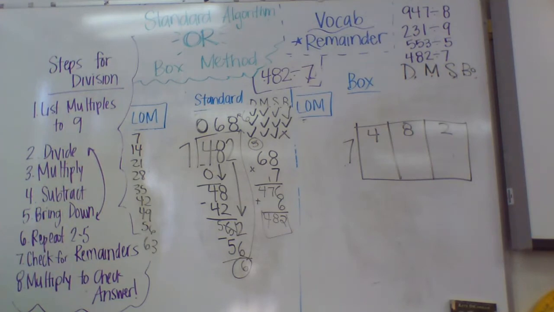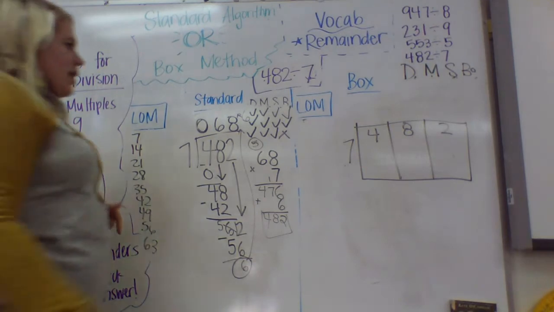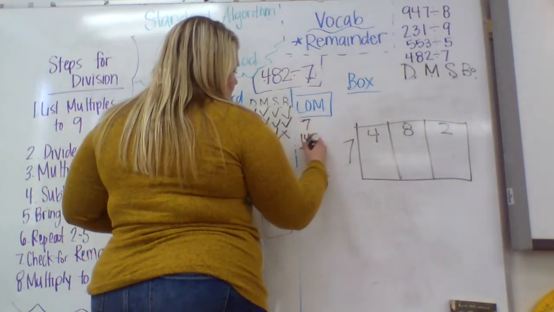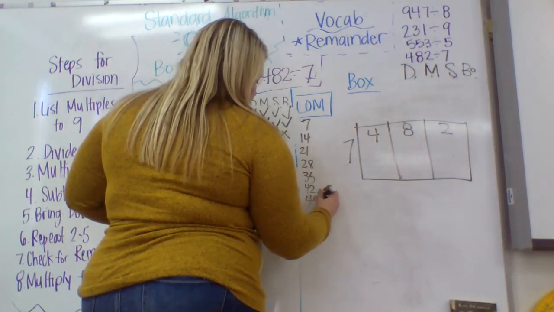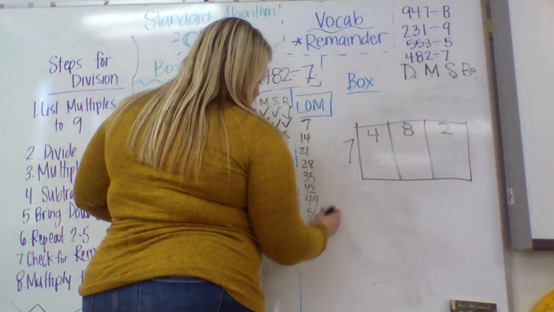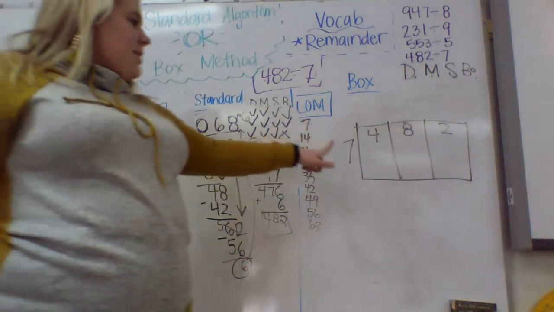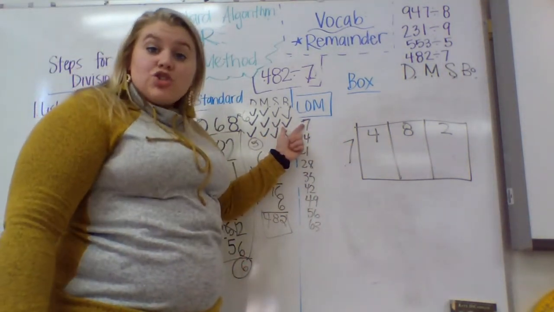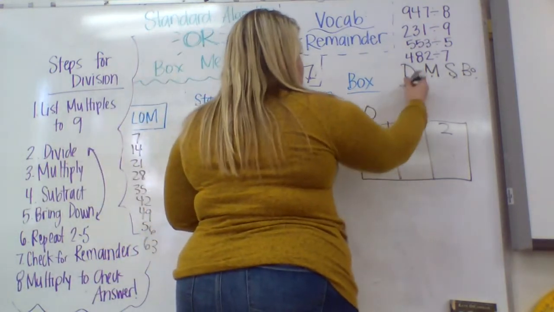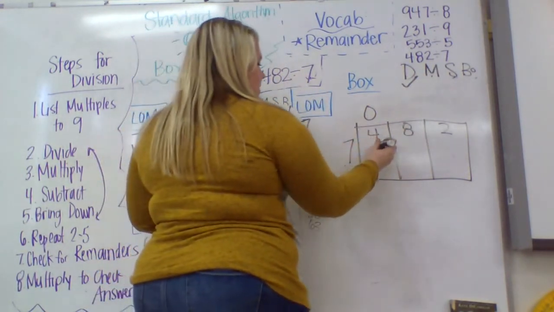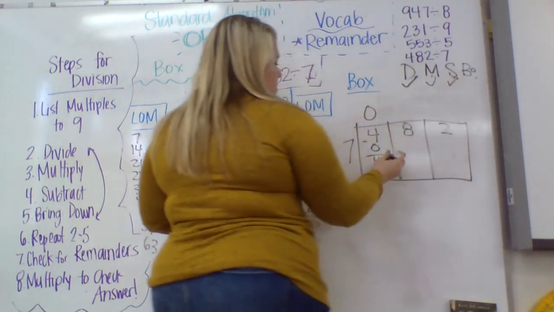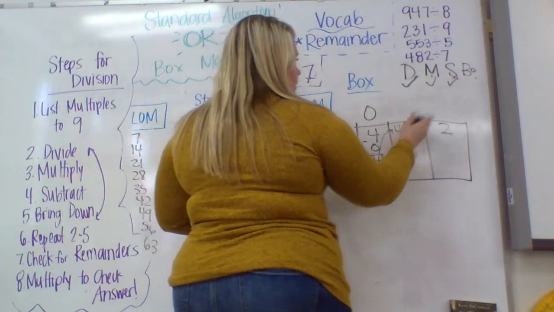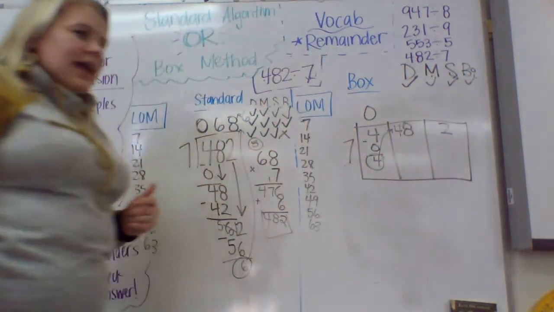Now I'm going to try it box method. So if you did it standard algorithm and you got that, awesome. If you did it box, we're going to check it. 7, 14, 21, 28, 35, 42, 49, 56, 63. How many times can 7 go into 4? Well, I know 7 times 1 is too much, so it can go in 0 times. 0 times 7 is 0. 4 minus 0 is 4. Now I'm going to bring my 4 over, and now I have 48.